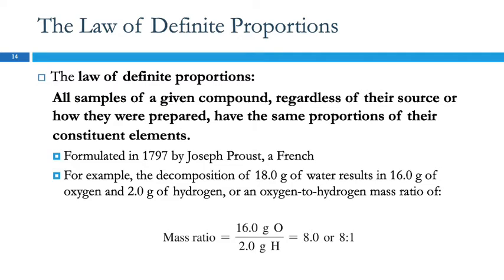So if we would take 18 grams of water and break it into its elements, we'd get 16 grams of oxygen and 2 grams of hydrogen. And so that gives us a ratio of oxygen to hydrogen of 16 to 2, or 8 to 1. So if you took any size sample and broke it into its constituent elements and looked at the ratio, water's always going to give you an 8 to 1 ratio by mass.